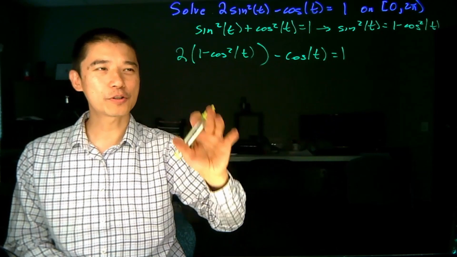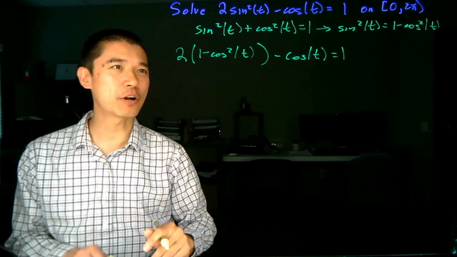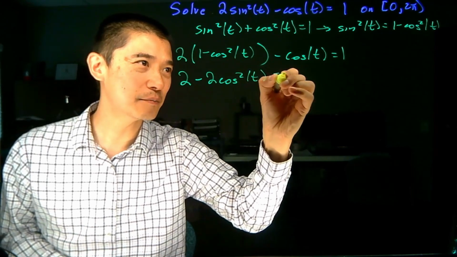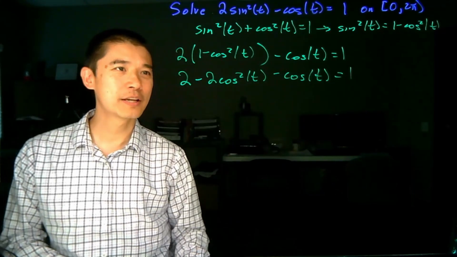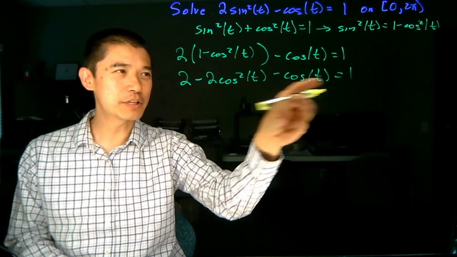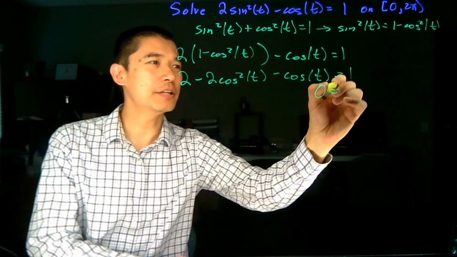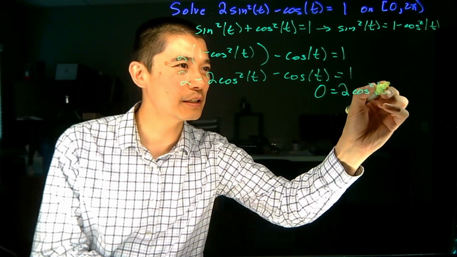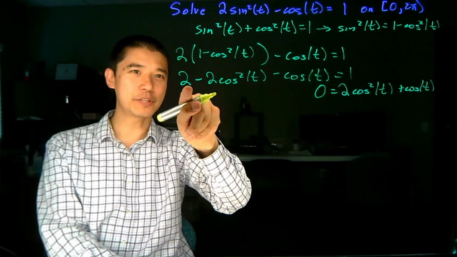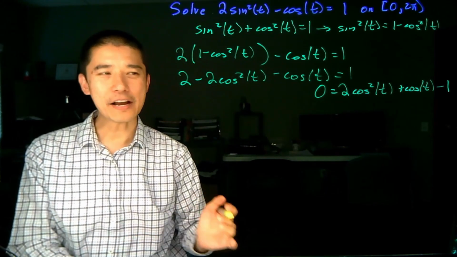But we need to move towards some sort of factoring technique. And so we need to get the right-hand side equal to 0 so that we can use the zero product property. We'll first distribute: 2 minus 2 cosine squared t minus cosine of t equals 1. Typically we want the cosine squared term to be positive, so we can either multiply by -1 or just move everything to the right-hand side, which is what I'm going to do here. So 0 is 2 cosine squared t, plus cosine t, and then we have this 1, but we're going to subtract 2, so -1. And now we have to factor.